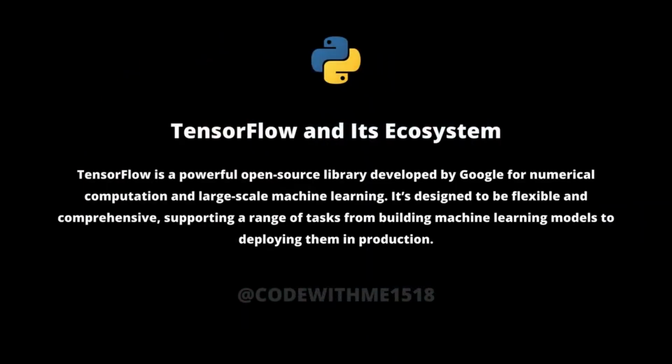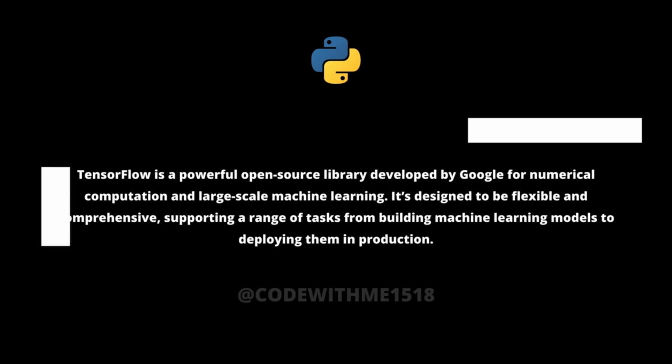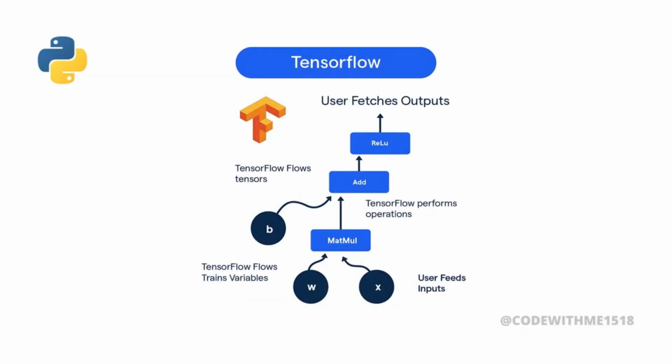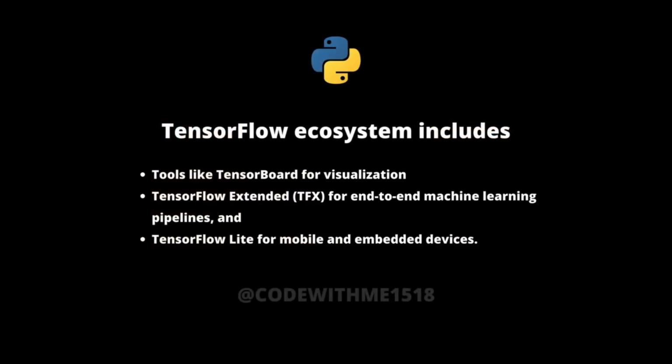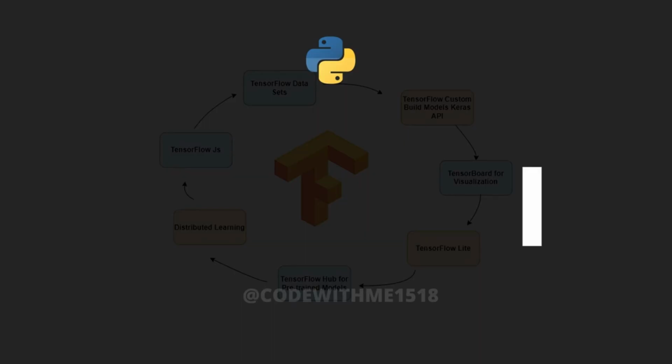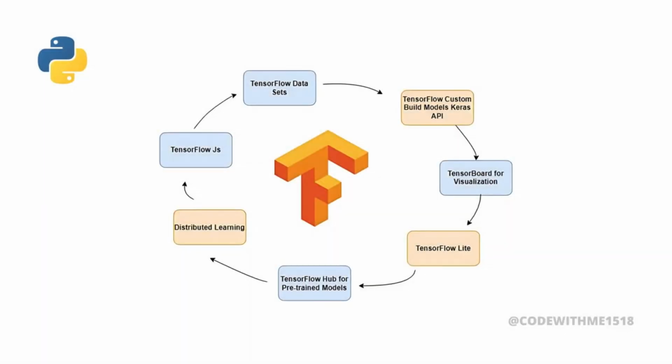TensorFlow is a powerful open-source library developed by Google for numerical computation and large-scale machine learning. It's designed to be flexible and comprehensive, supporting a range of tasks from building machine learning models to deploying them in production. The TensorFlow ecosystem includes tools like TensorBoard for visualization, TensorFlow Extended, TFX, for end-to-end machine learning pipelines, and TensorFlow Lite for mobile and embedded devices.